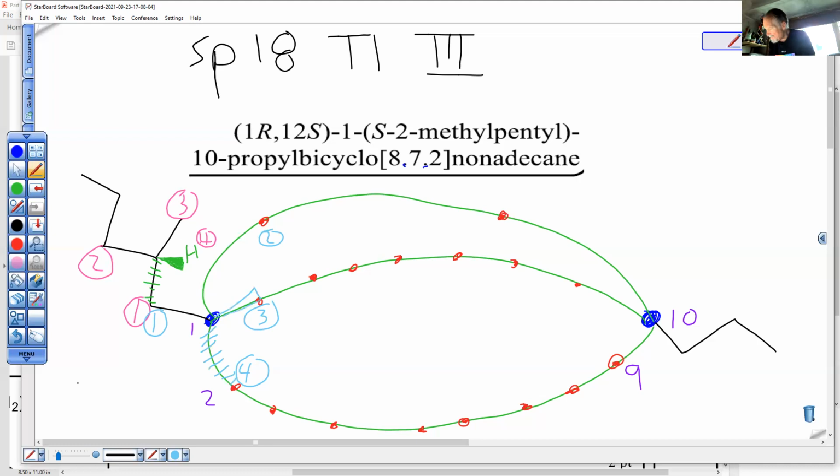Those are the adjacent bonds. One of them has to be a wedge. I need to know that you know that. And there you go. You've got the R stereocenter covered.